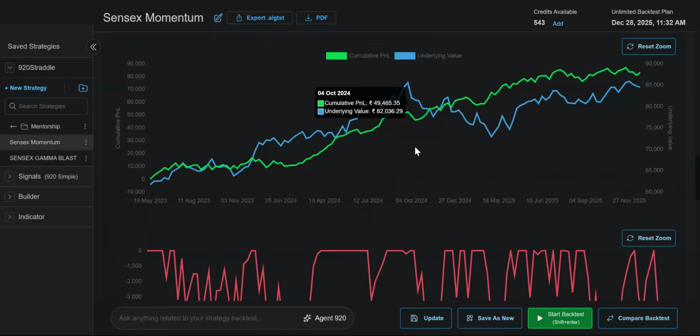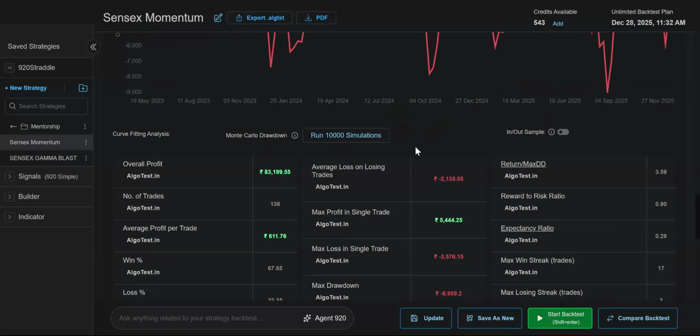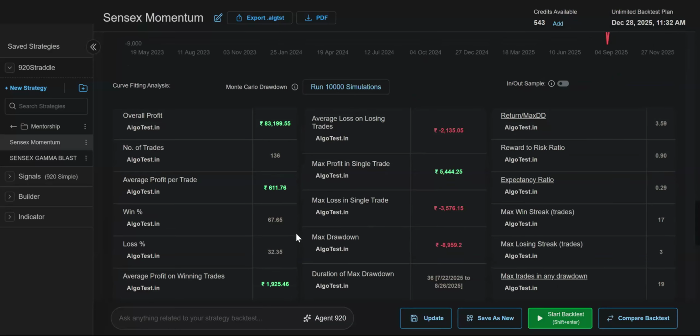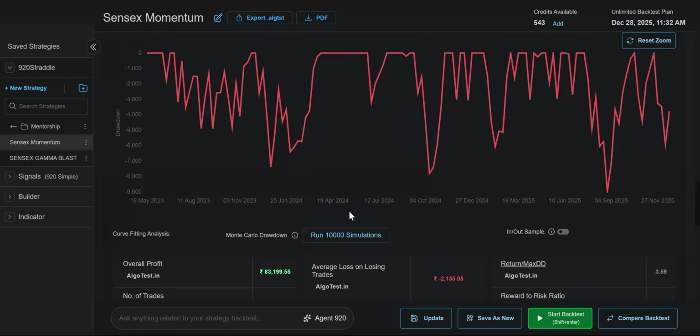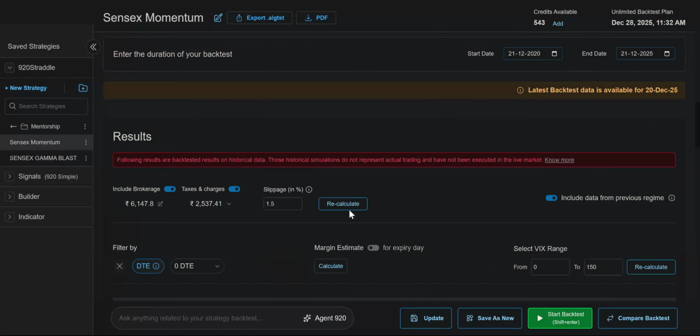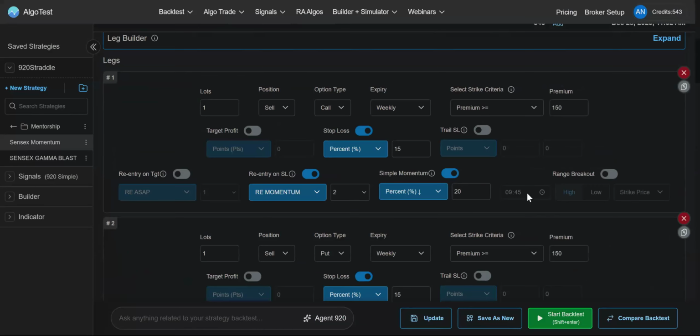Not necessarily. The average profits are reduced by 40%. Yeah, because when the momentum is there, the premium has already gone from 150 to, say, 20% will be like 120, then you will have less amount to capture. Correct, correct. So that is the reason. So anyways, you can also try different variations.